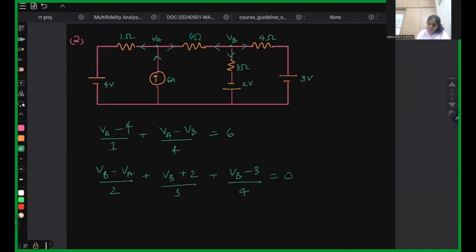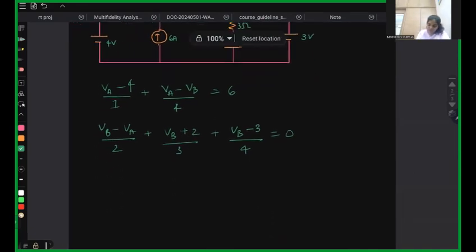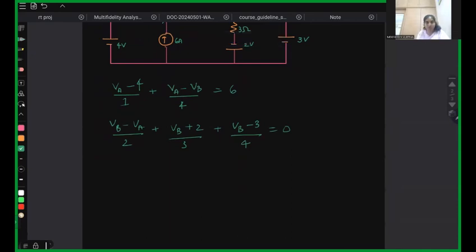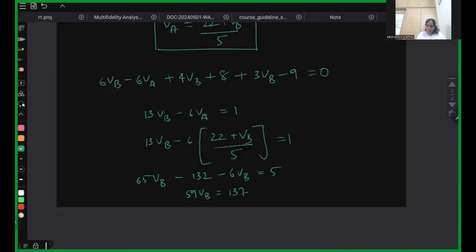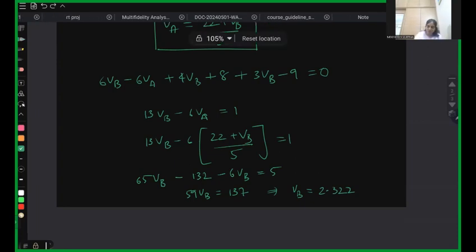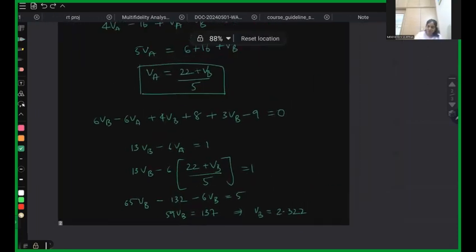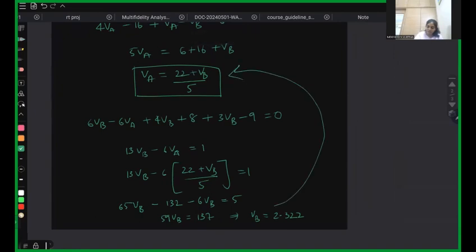When we solve these equations, we get the VB value equal to 2.322. This is how you calculate VB, and substituting VB in the first equation, you get VA, which is equal to 4.86. In this way, we can calculate the node voltages using KCL.